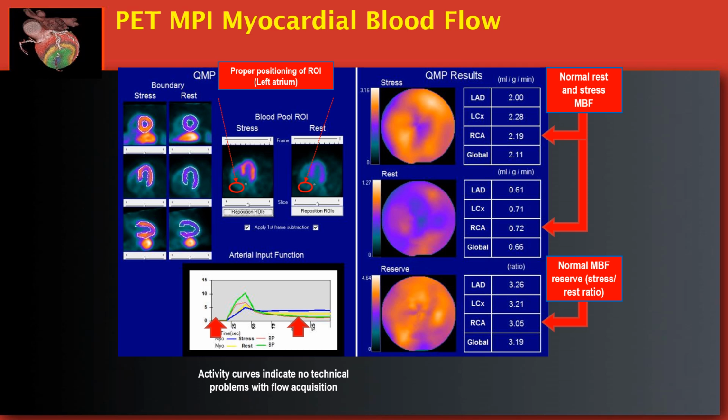And then you'll want to look at the individual stress vessels and the individual ratios for different vessels, like the LAD, for example. In this one, the RCA is a little bit lower. This is still normal because it's greater than 2. But let's say that that came back as 1.7 or something. Then that points to a problem specifically with the RCA, but the rest of the vessels are okay. So those are how you look at the numbers. Always start down here with the global reserve numbers and individual vessels and take it from there.